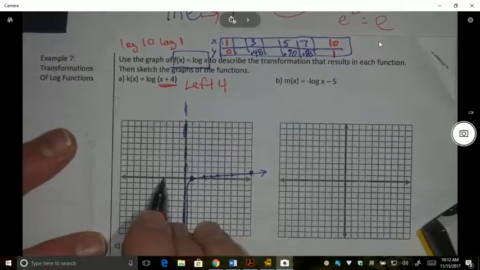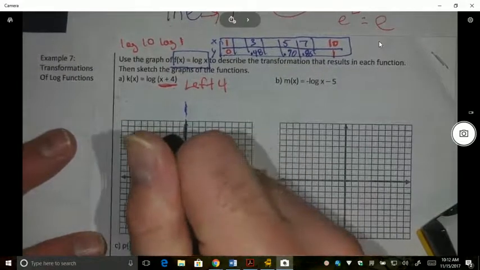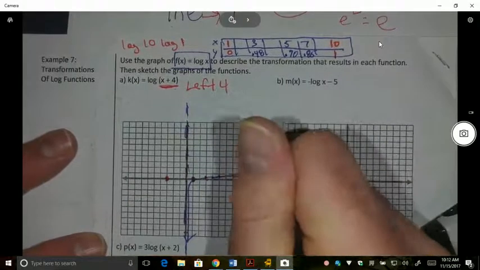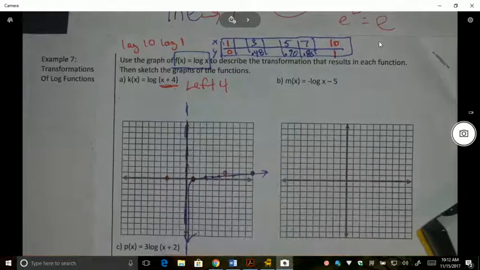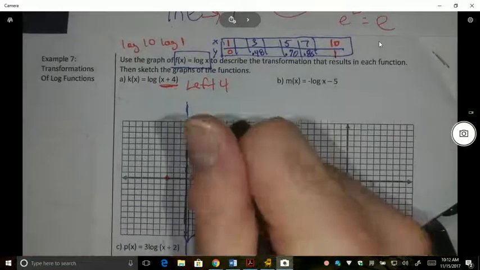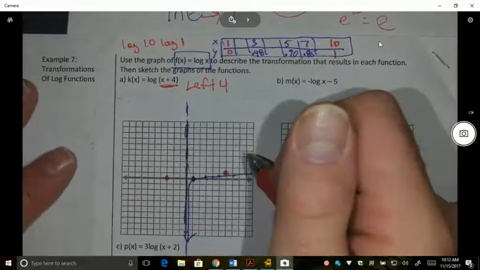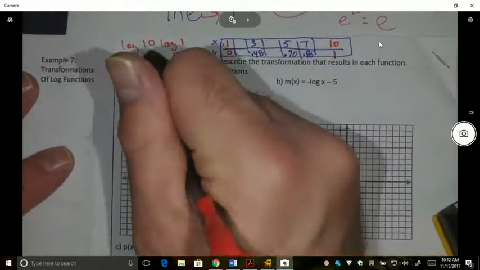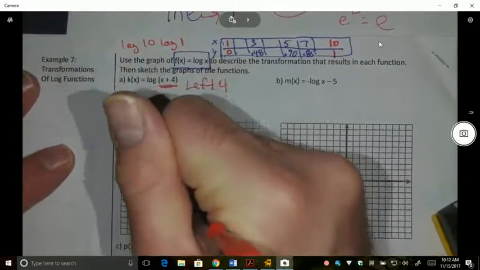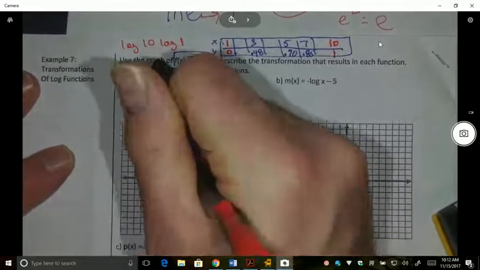1, 2, 3, 4. Make this one 1, 2, 3, 4. And I'm just going to do a sketch, so I really only need those 2. There's one other thing that I have to move left 4. What's that? Yes, the vertical asymptote. So I'm going to shift that left 4, so from 0 to -4.